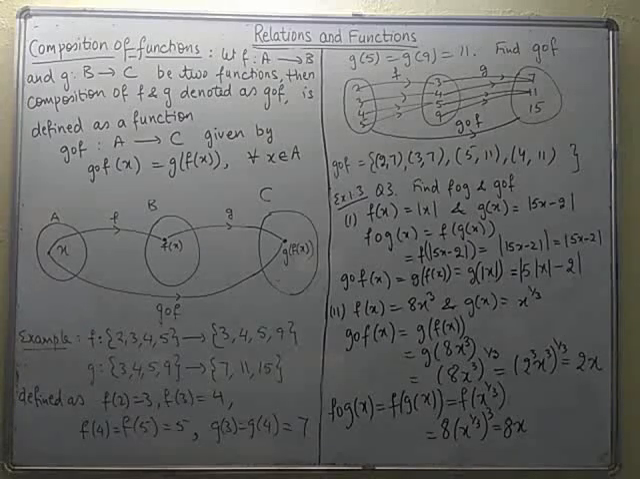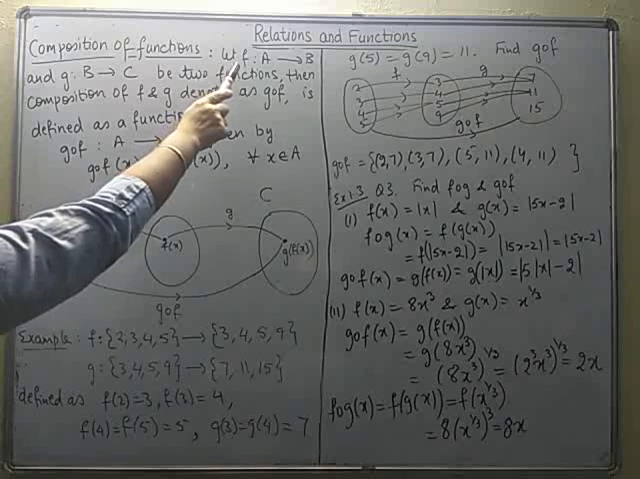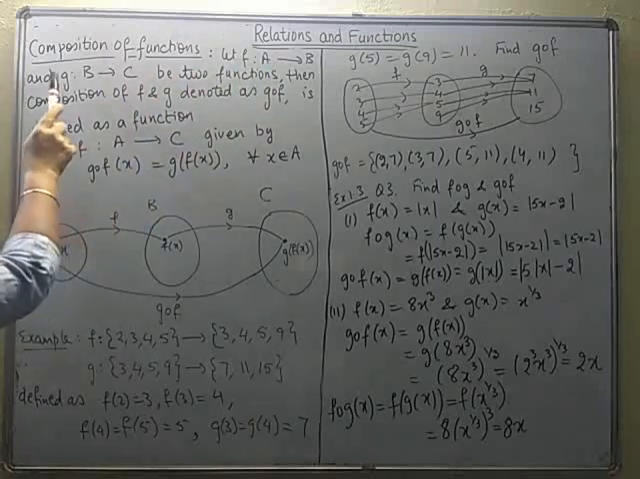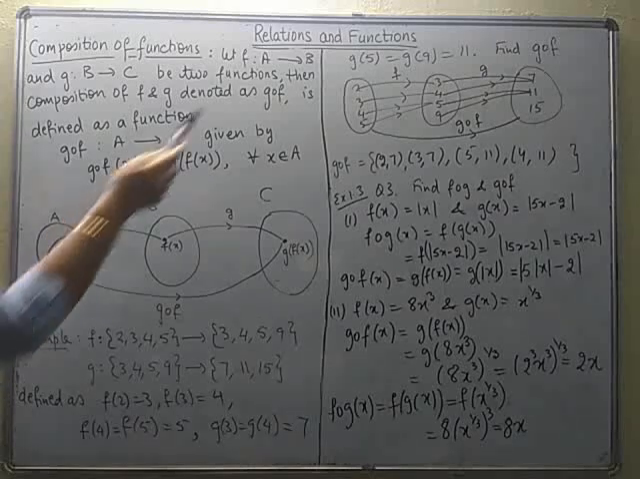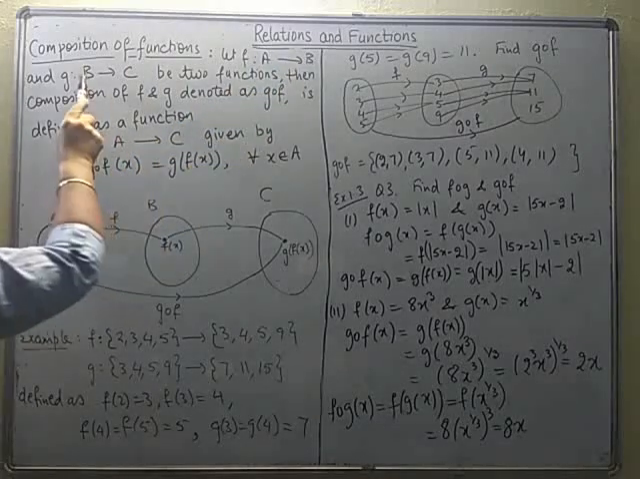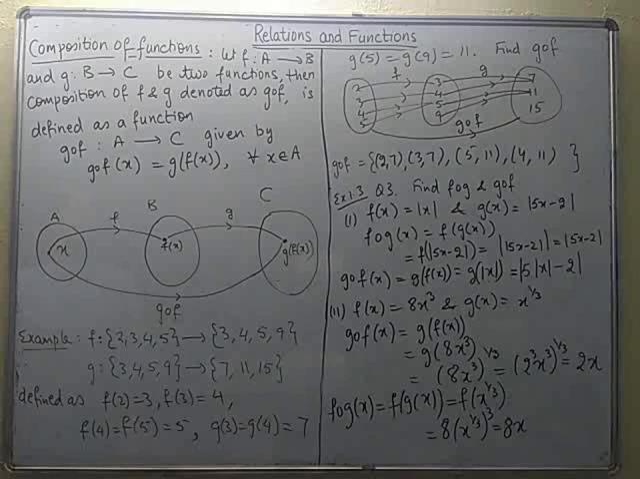Welcome children. Coming to the last topic of the chapter, that is composition of functions. So you can see here we have taken two functions. One is f from A to B and the other is function g, which is from B to C. The codomain of f and the domain of g are the same.